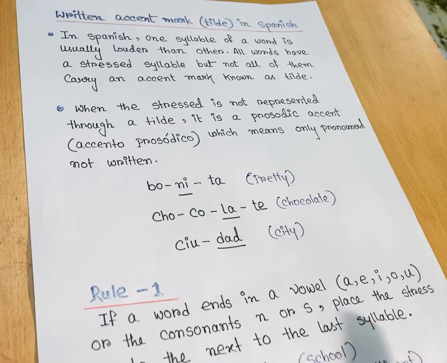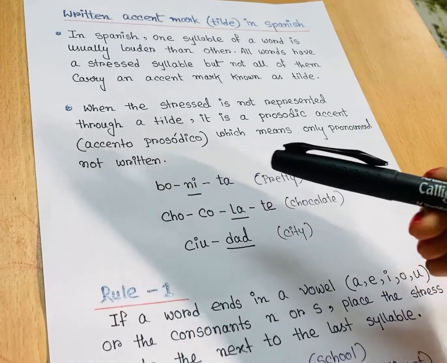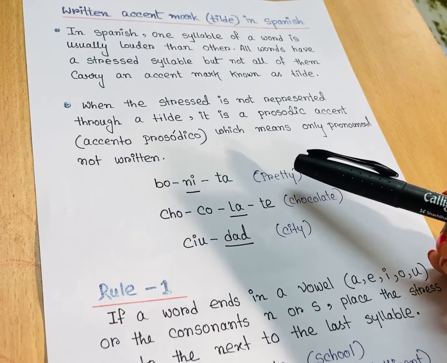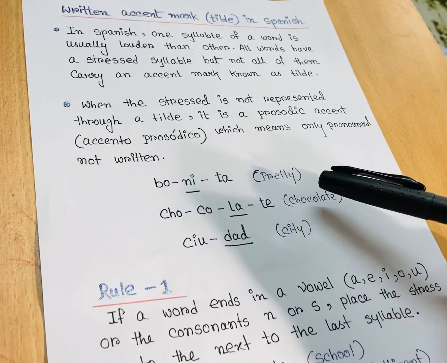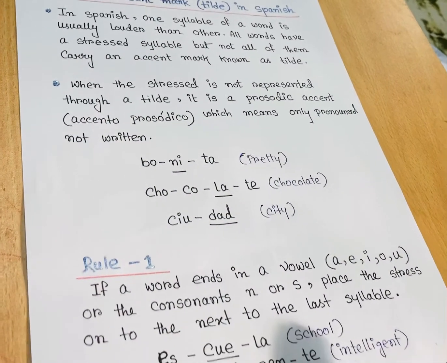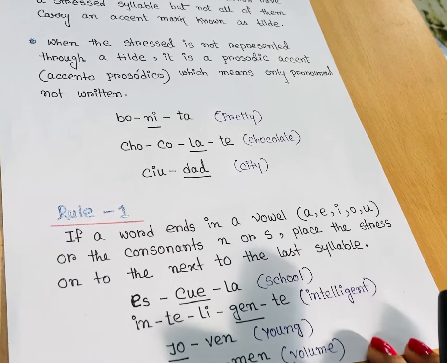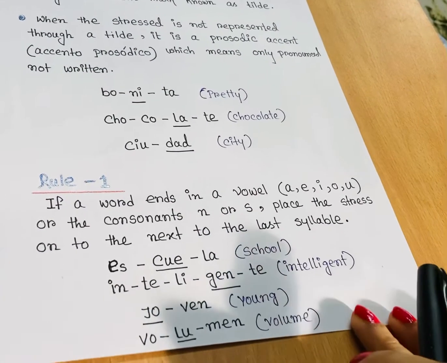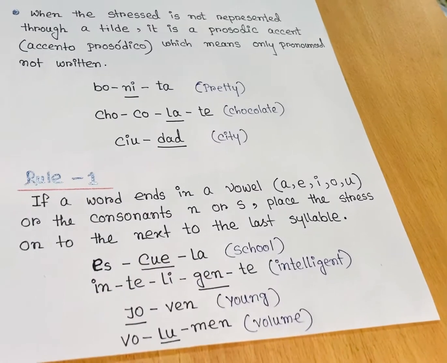For example, bonita, chocolate, ciudad. Now, to know when to make this accent mark, we need to follow two rules.